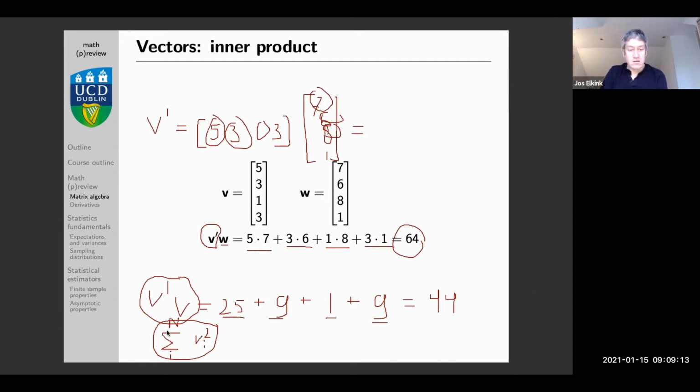And if we didn't use matrix algebra, but we used algebra where we write for each observation, we would end up with this second equation. So that is the same. That is also 44. That's the same thing.